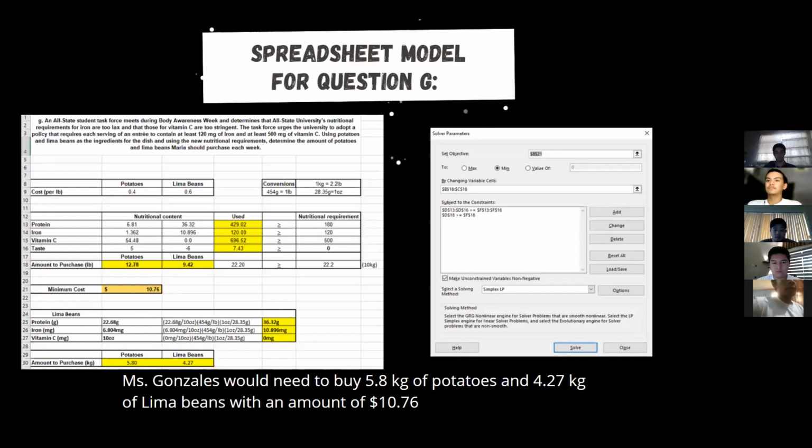In order to abide by the policy the All-State Student Task Force has implemented, Maria only has to buy 5.8 kilograms of potatoes and 4.27 kilograms of lima beans in order to follow the nutritional requirements of at least 120 milligrams of iron and at least 500 milligrams of vitamin C per entree. All in all, the cost of buying the supplies would amount to $10.76.